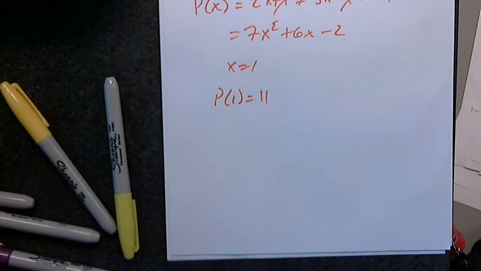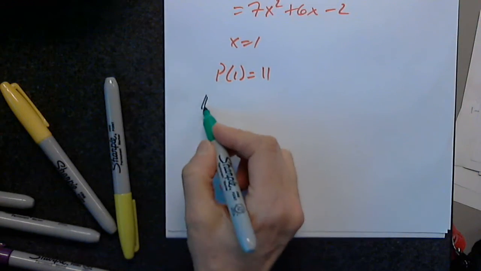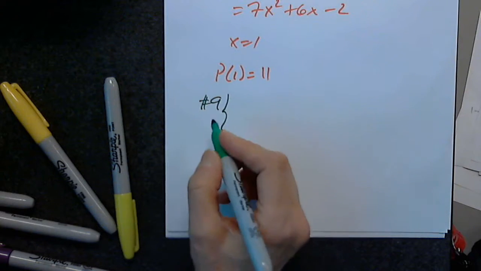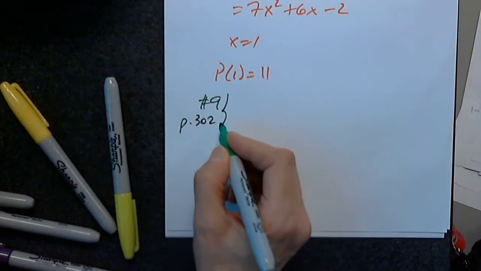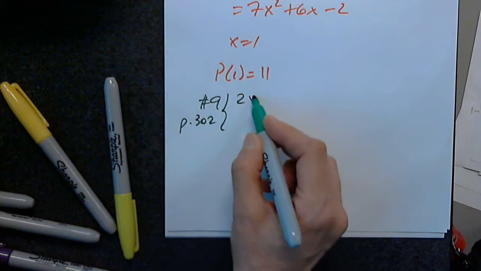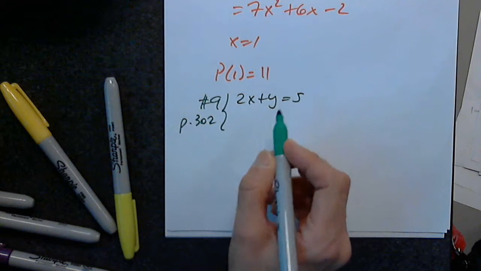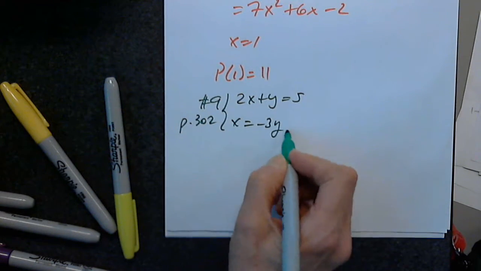I'm looking for a problem. Solve it by graphing. Okay, for example, problem 9 on page 302: 2x plus y equals 5 and x equals negative 3y.